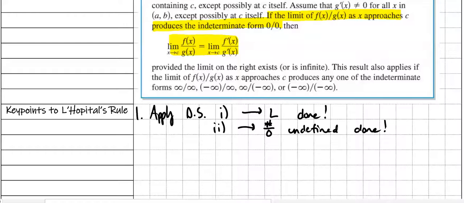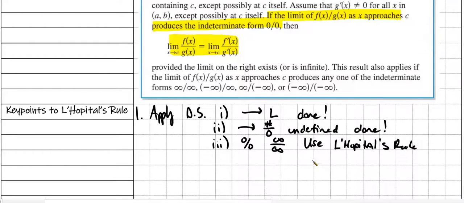if you get an indeterminate form of 0 over 0 or infinity over infinity, where each infinity can be a plus or a minus, then you have to use L'Hopital's rule. So let me show you what L'Hopital's rule says.